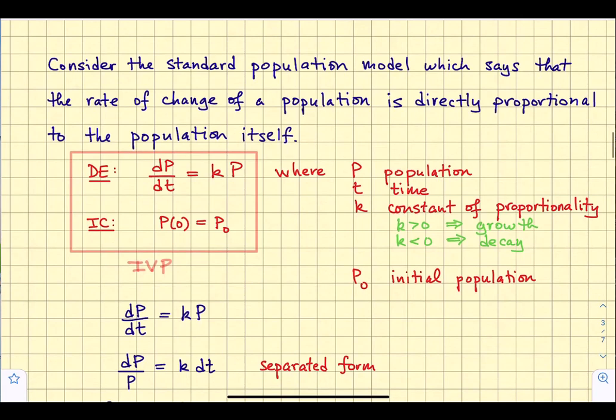Now, a very popular application of this topic of separable differential equations comes from population models. So consider the standard population model, and you saw these in Calculus 1. Suppose that we're modeling the growth of a population, and it could be people, bacteria, rabbits, deer, or fish in a lake. It doesn't matter what the population is. But let's suppose that we're going to model the population as follows.